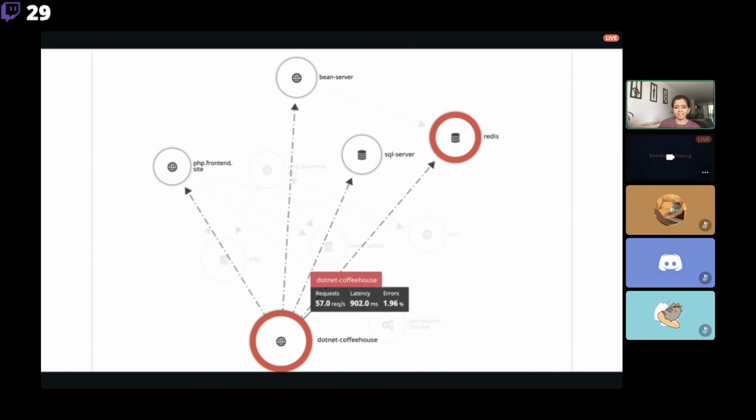Another really cool feature was obviously the service map. It's a really nice way to see what the requests were and what the services were, and another really nice bird's-eye picture of what was happening.